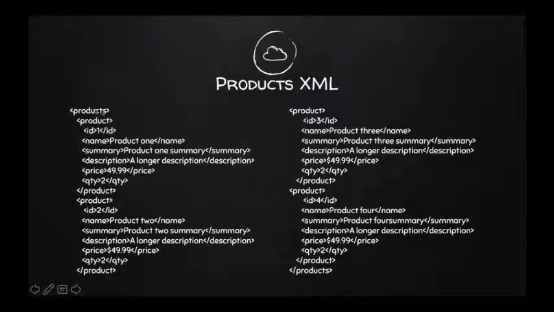So here at the top level is our products tag, and at the ending is our closing products tag. Because it's plural, it means it contains multiple singular groupings of product. So we have a product group here with ID, name, summary, description, price, and quantity. And then we put our data fields inside of those tags, so they are always in between an open and closed tag. So we have product 1, product 2, product 3, and product 4.